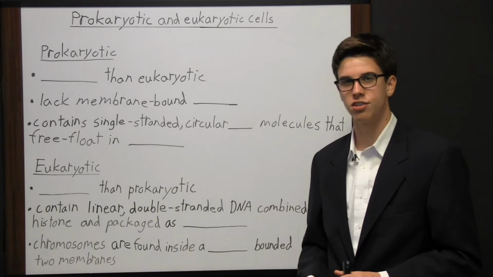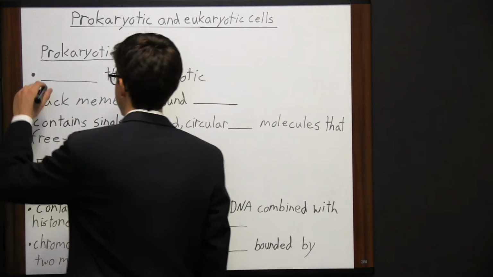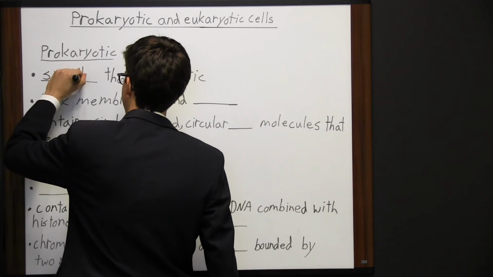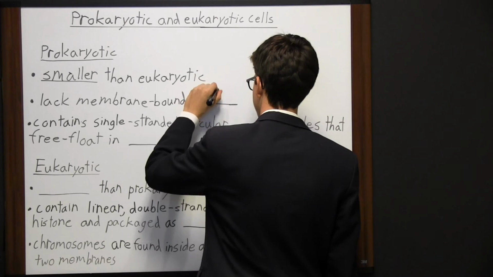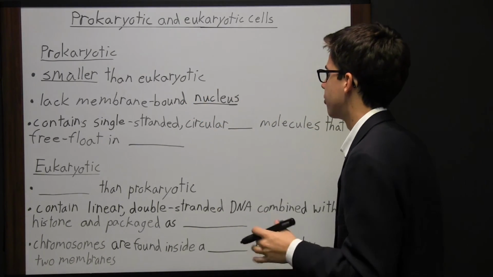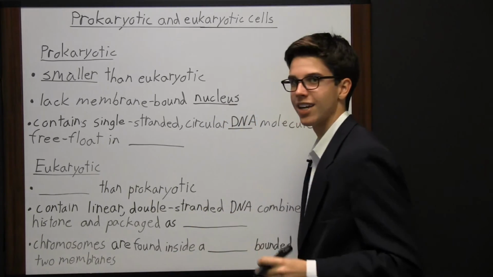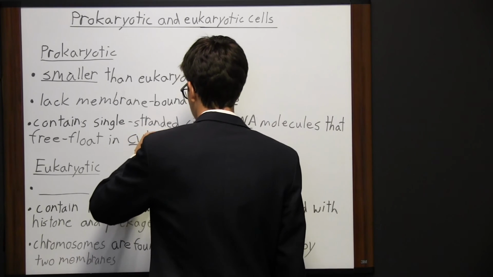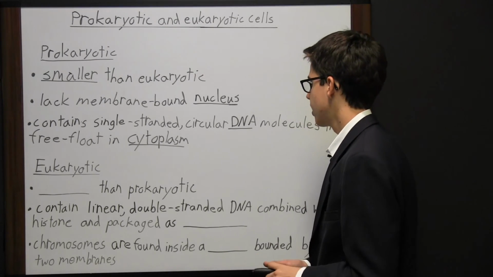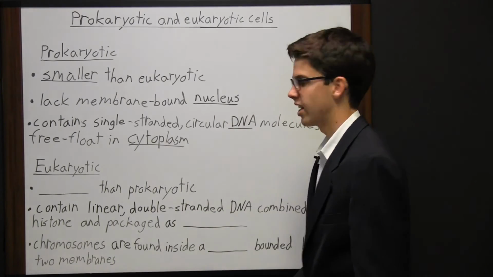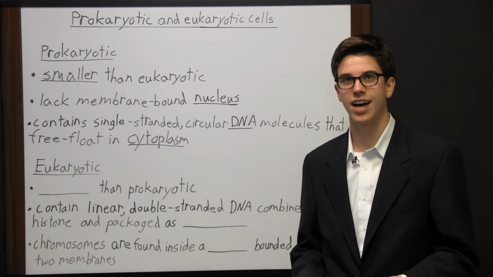We can classify cells into 2 categories, prokaryotic and eukaryotic. So prokaryotic cells are smaller than eukaryotic cells. In addition to being smaller, they lack membrane-bound nucleuses. So they don't have a membrane-bound nucleus. Now, they contain single-stranded circular DNA molecules that free float in, you can probably guess, cytoplasm, because cytoplasm is kind of the fluid in a cell that all the other organelles in the cell float around in. So the DNA molecules free float in cytoplasm. So some different organelles that are in prokaryotic cells are ribosomes, centrioles, often one or more flagella, and cytoskeleton elements.